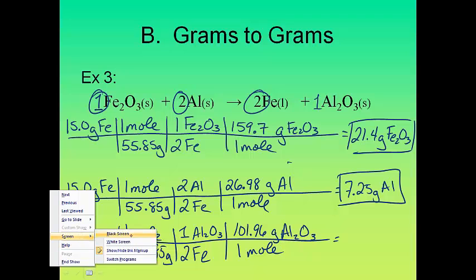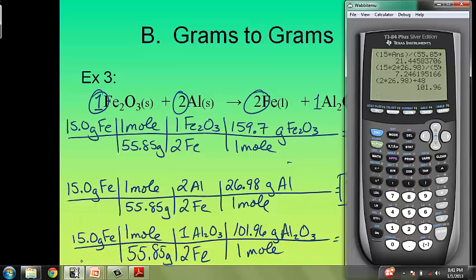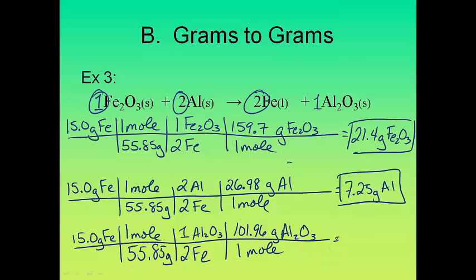Whip that calculator back out, and go 15 times second answer. I'm telling you, that second answer key is going to save you minutes on tests and homework. Divided by 55.85 times 2. Close it. It's 13.69 grams of Al2O3.